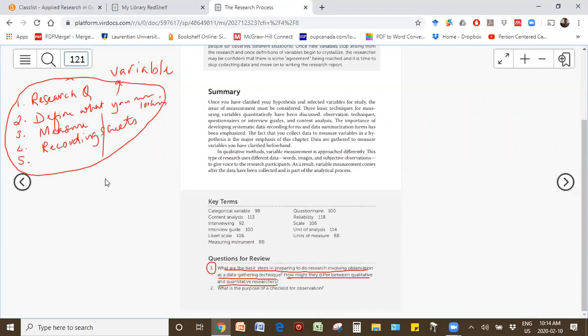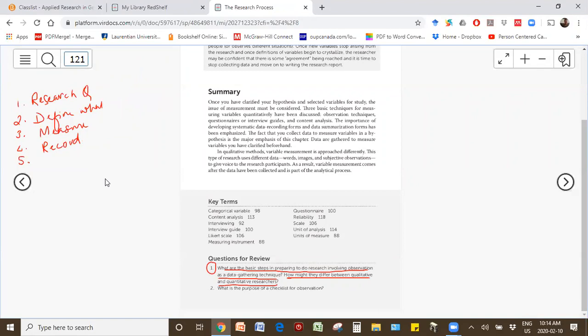How might your sheets differ between qualitative and quantitative research? In qualitative research, as you progress, you... so we're talking strictly observations, okay? Continue. Sorry, Aretha, I didn't mean to cut you off. I just want to make sure that everyone understands you're talking strictly about observations.